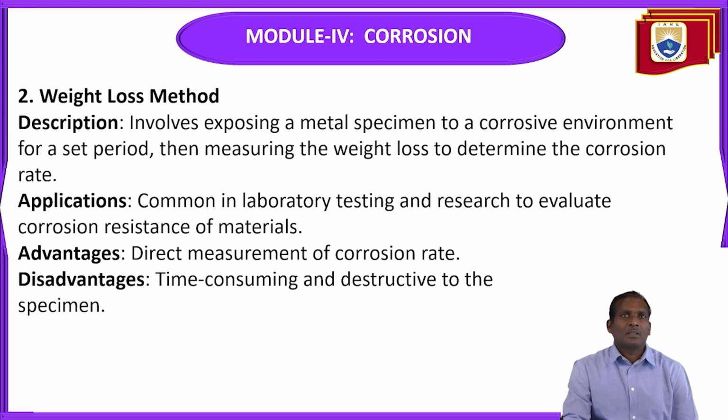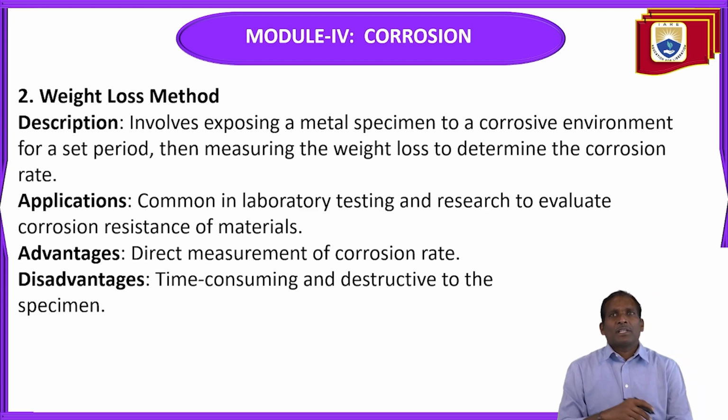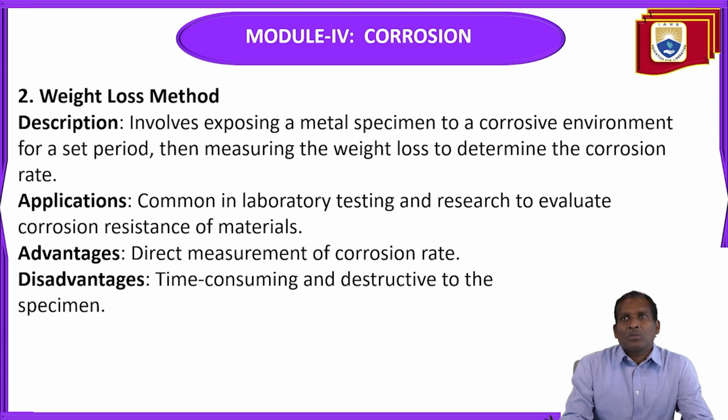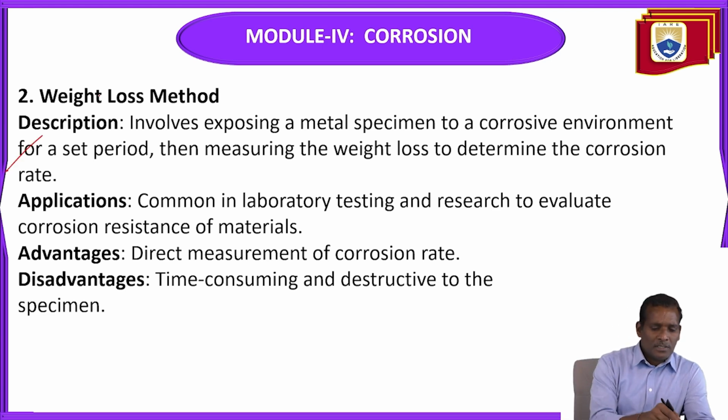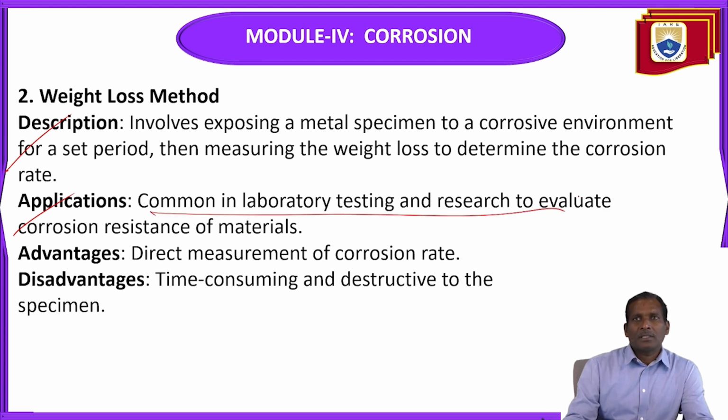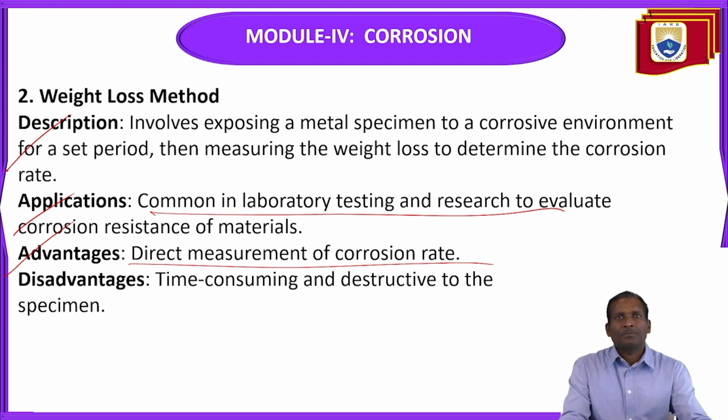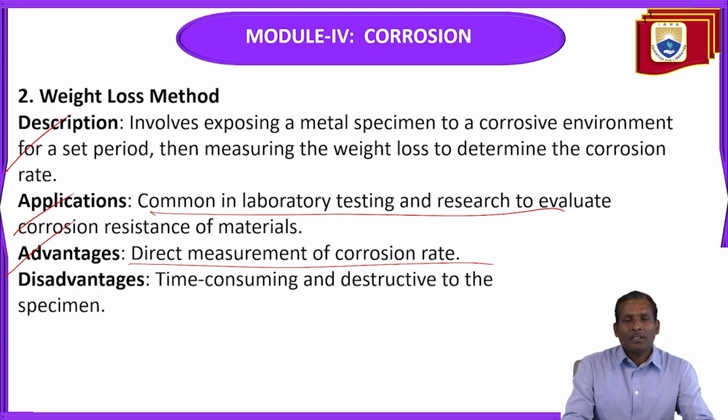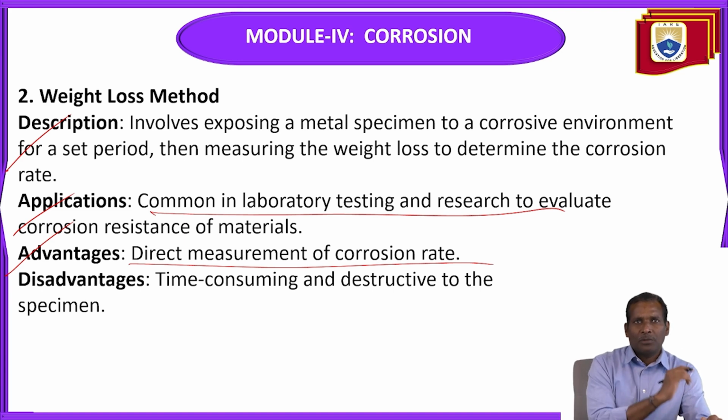In this method, a metal specimen is exposed to a corrosive environment for a set period, then the weight loss is measured to determine the corrosion rate. The applications are common in laboratory testing and research to evaluate the corrosion resistance of materials. The advantage is direct measurement of corrosion rate. Disadvantages are that it is time consuming and destructive to the specimen.